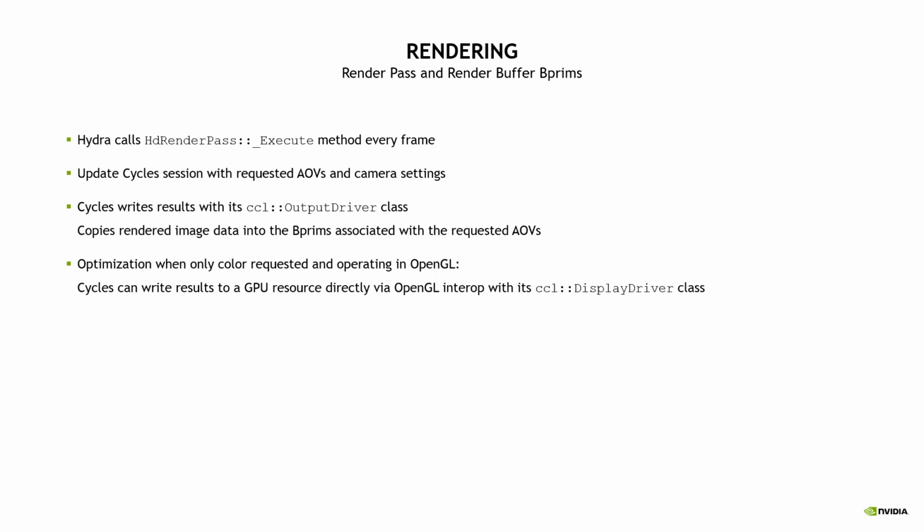Hydra calls an overridable method called Execute on the HdRenderPass class every frame, with information about what camera to render with and what arbitrary output variables, short AOVs, like color, depth, and any custom data to output. If those differ from last frame, you need to update the Cycles session accordingly. To handle output, Cycles has an output driver class that can be derived from and implemented, which has methods that will be called whenever Cycles updates or finishes rendering.